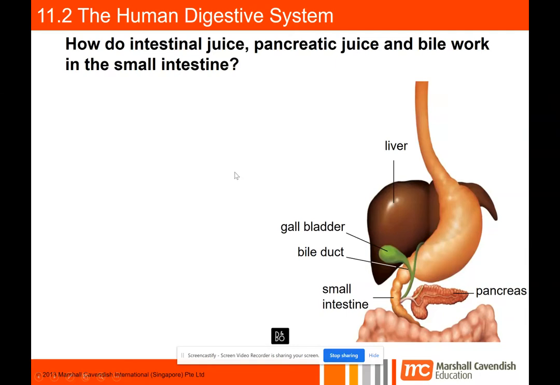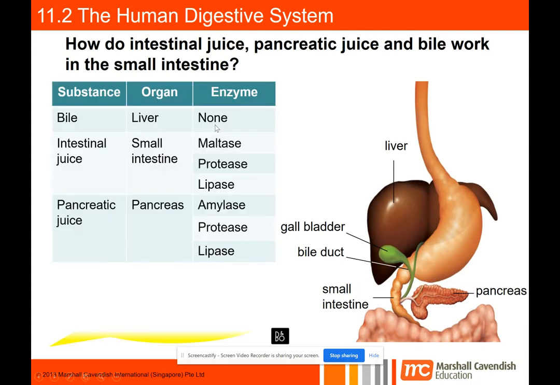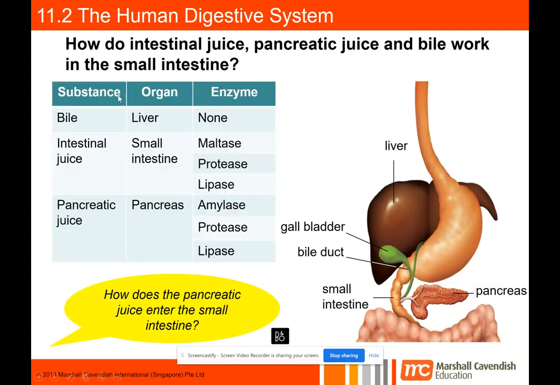I'd like to just highlight some of the digestion that's happening in the small intestine. There's this table here which I find is a good summary. We have bile produced by the liver. There's no enzyme in the bile. Intestinal juice, which is produced by the small intestine, contains the enzymes maltase, protease, and lipase, and pancreatic juice produced by the pancreas also contains amylase, protease, and lipase.